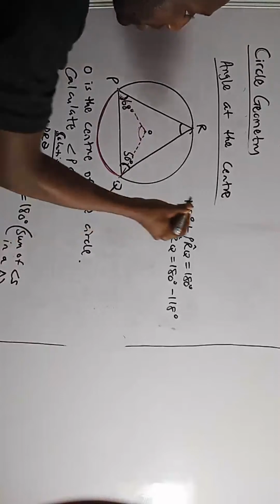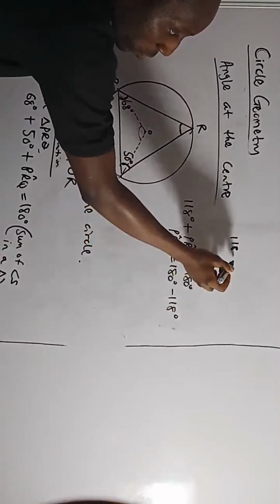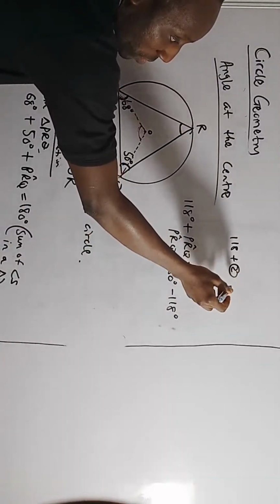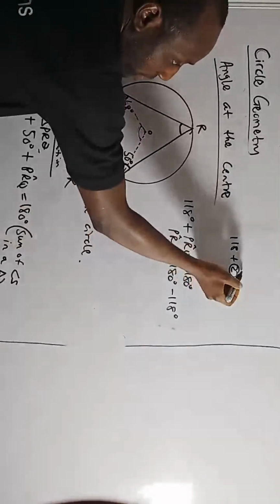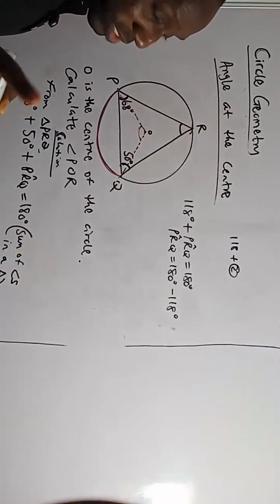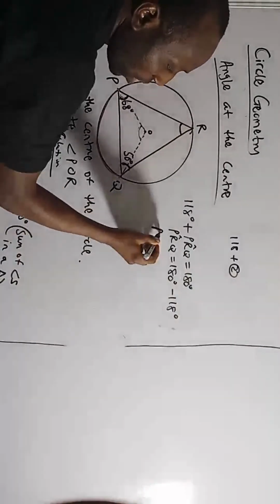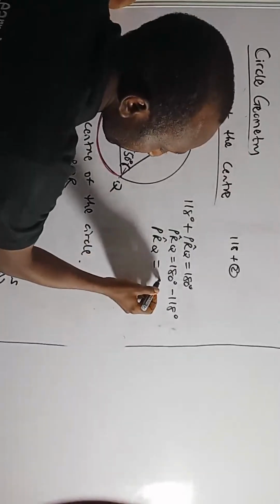What I can do easily, see, I can just do 118. What will I add to 118 to give me 120? Is it not 2? So I will have 60 what? 2, because this extra 2 added to 60 will give me 62 degrees. So angle PRQ is equal to 62 degrees.